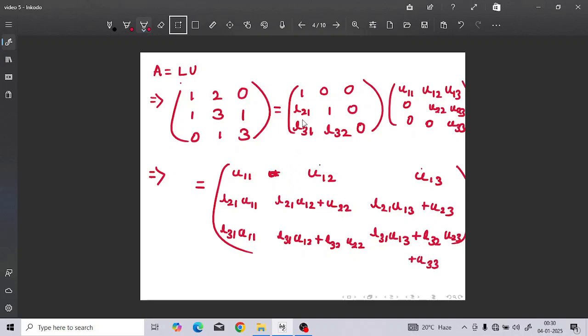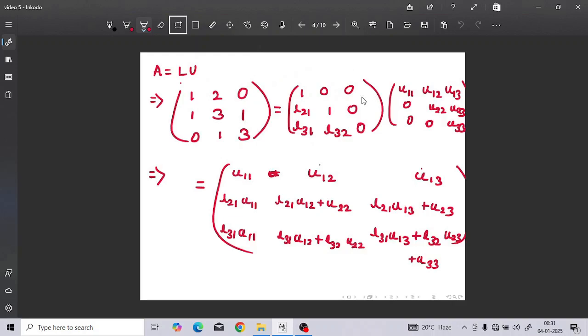Now we have to compute the matrix L. So we have to find the values of these unknowns by comparing these two sides. After comparing the first row, we will get U11 is equals to 1, U12 is equals to 2, and U13 is equals to 0. Now we have to see the second row.